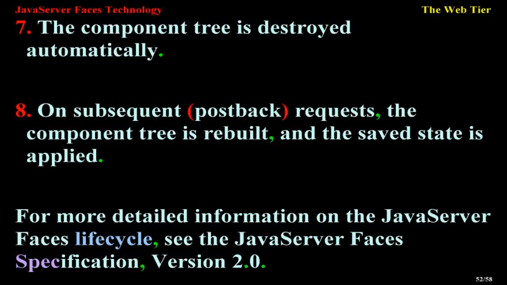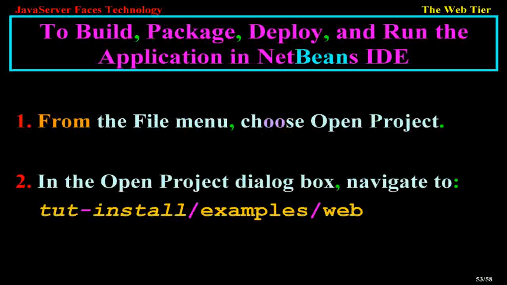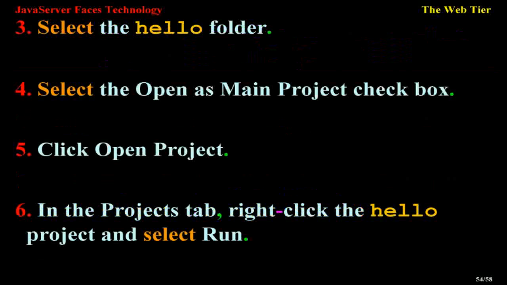For more detailed information on the JavaServer Faces lifecycle, see the JavaServer Faces specification, version 2.0. To build, package, deploy, and run the application in NetBeans IDE: From the File menu, choose Open Project. In the Open Project dialog box, navigate to tut-install/examples/web. Select the Hello folder. Select the Open as Main Project checkbox. Click Open Project. In the Projects tab, right-click the Hello project and select Run.